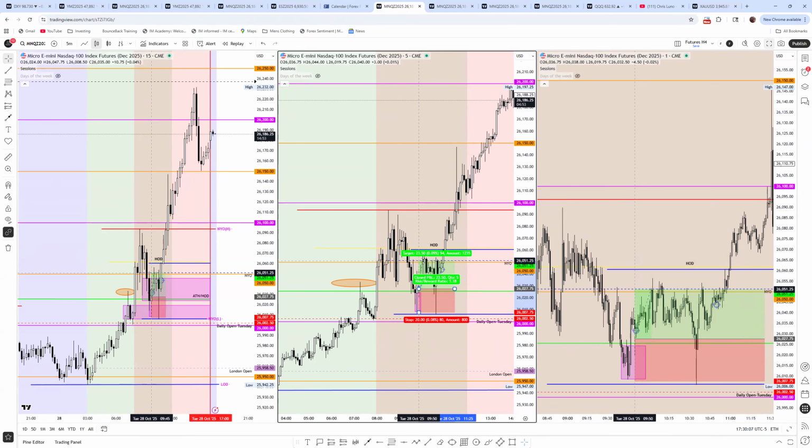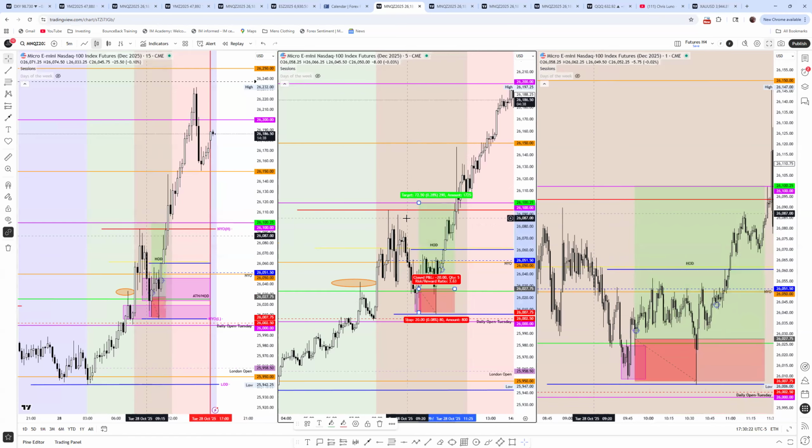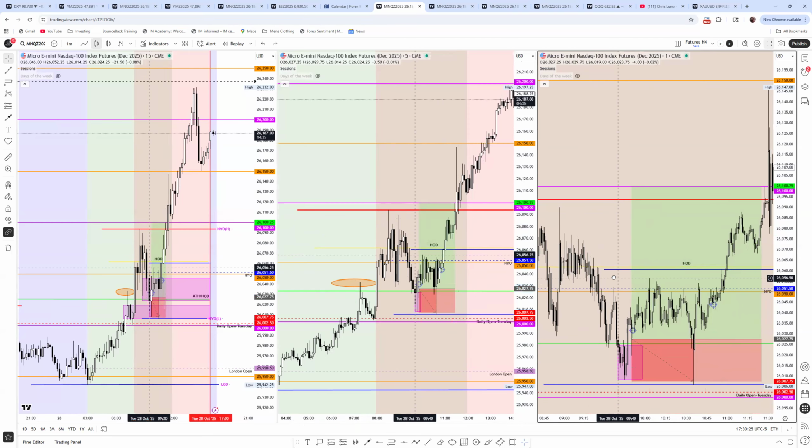So the 2 contracts that I had on, when I saw price hesitating at the New York Open, I pulled one contract and left the remainder, right? I left the remainder with the accepted risk, still wanting to target the 26,100 level, aka the New York highs. Now, what happened after that?